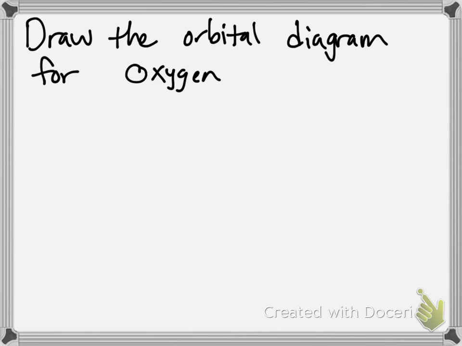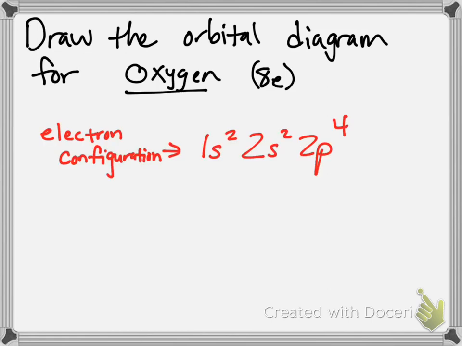Let's practice. Draw the orbital diagram for oxygen. Oxygen has 8 electrons. So, we must start by writing the configuration. Pause the video and write the configuration for oxygen. Check your work. Is this your configuration? 1s2, 2s2, 2p4. Now draw the orbital diagram.